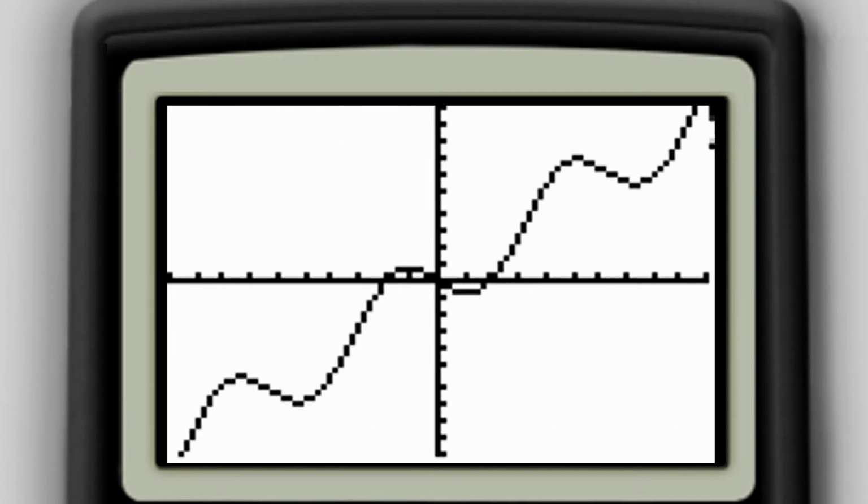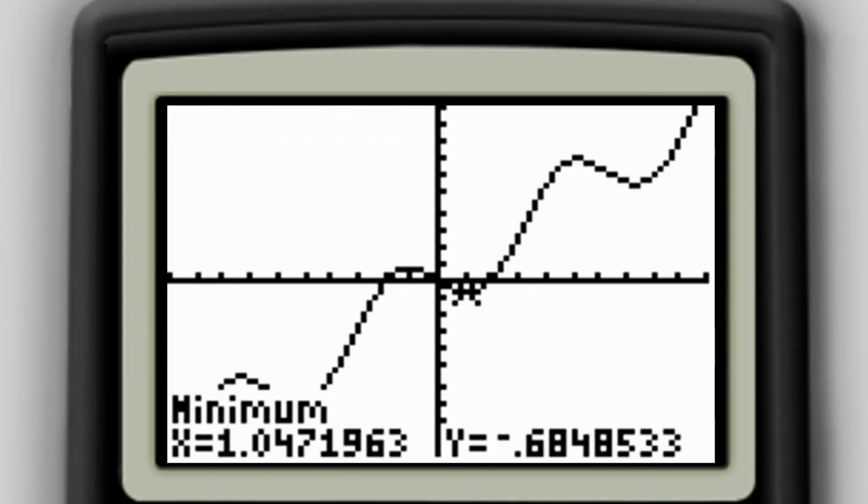And it's going to show me a location on the graph that says I'm at x equals 1.047 and y equals negative 0.685. So that's telling me that's what my relative minimum is. Now, my calculator is using decimals, but if you look at pi divided by 3, the decimal approximation for that is exactly the x-coordinate that my graphing utility told me to use.